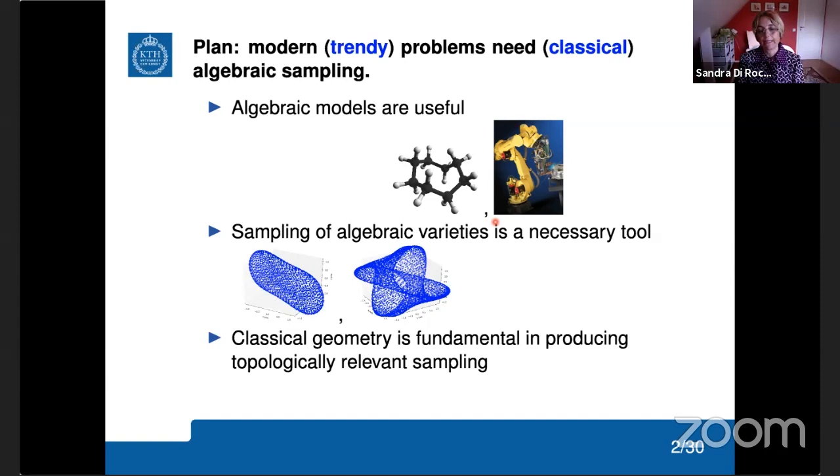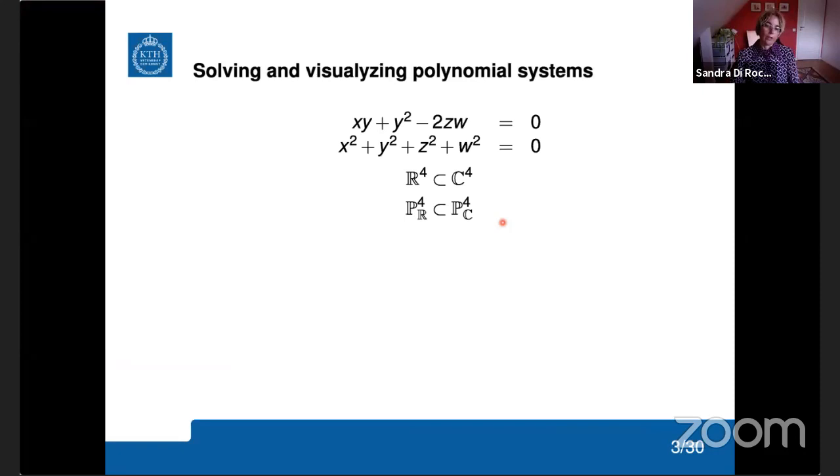And in fact, very classical aspects in algebraic geometry have been very useful and even fundamental in order to solve the sampling problems. So as I said, often in various aspects in science, certain constraints are easier to describe via polynomial equations. So we are often facing the problem of solving a system of polynomial equations.